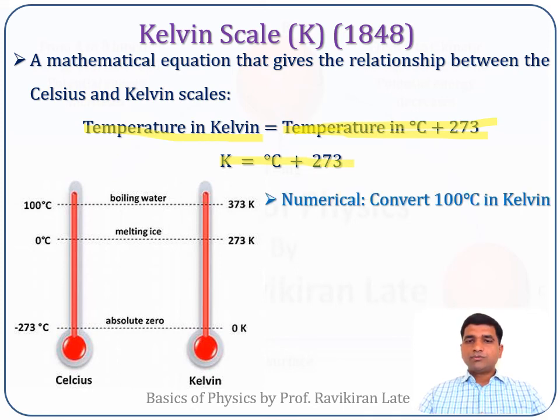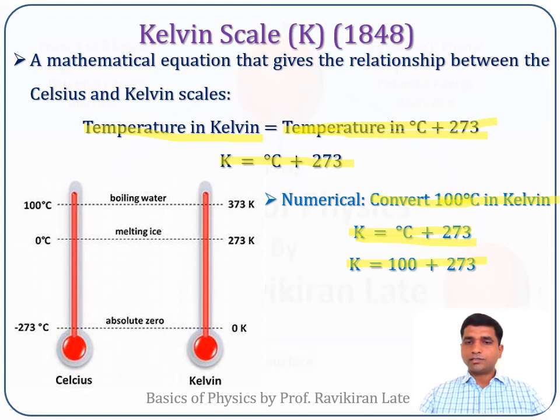Now based on this, we will consider one numerical. The numerical is: convert 100 degrees Celsius into Kelvin. We know the relation between Kelvin and degree Celsius is Kelvin equals degree Celsius plus 273. Here we need to convert 100 degrees Celsius, so it will be 100 plus 273, which is nothing but 373 Kelvin.